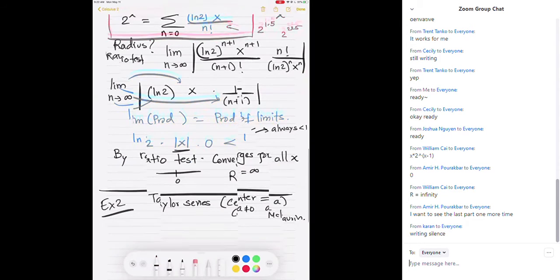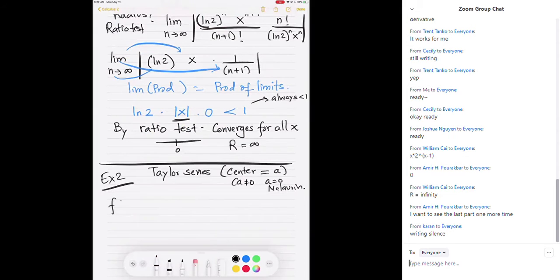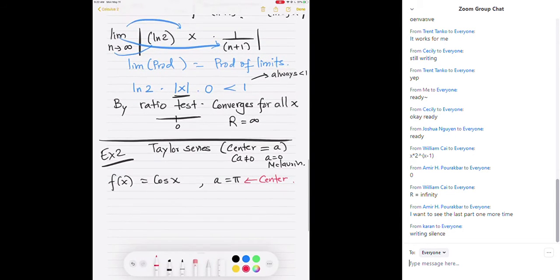So I want to take this example first, that f of x equals cosine x. I want to write this as a series, and A is pi. So the center is pi. So first understand what that means. It means you're writing f of x, which is equal to cosine x, which is summation n equals 0 to infinity, Cn times x minus pi to the n.